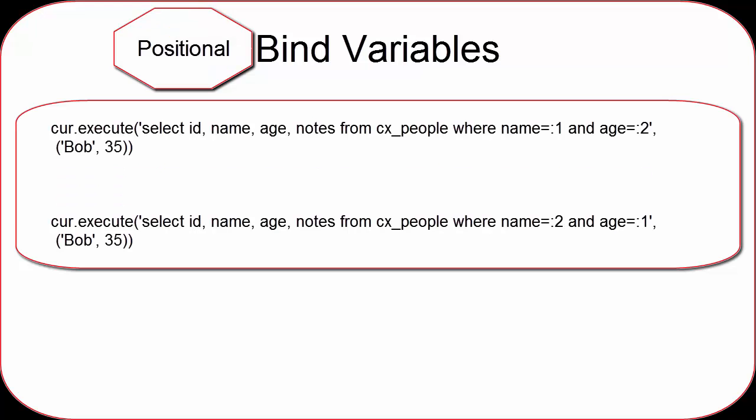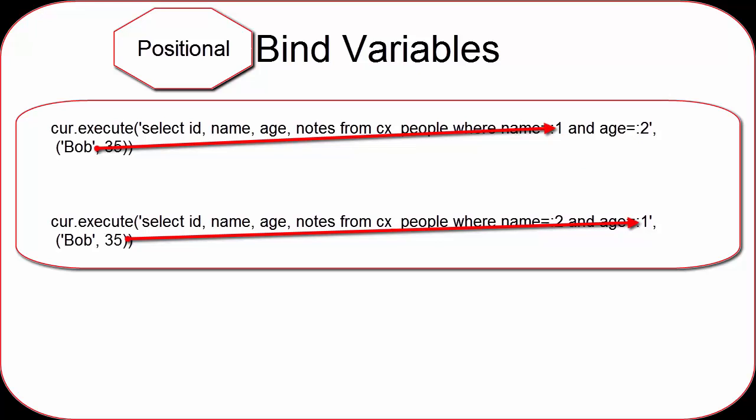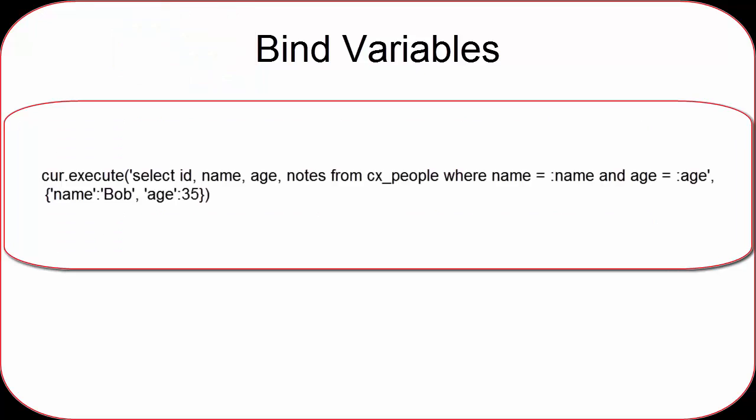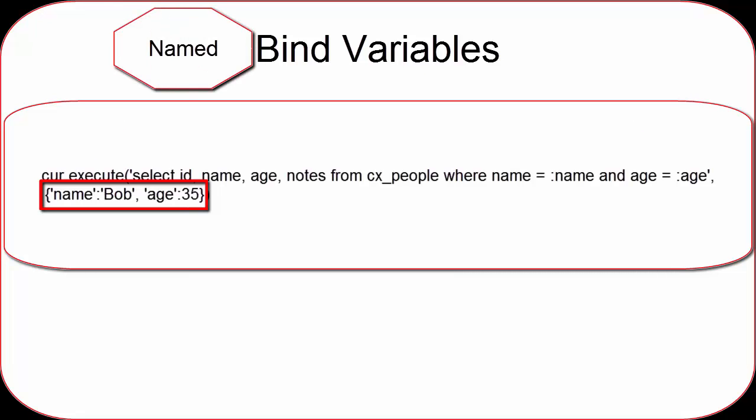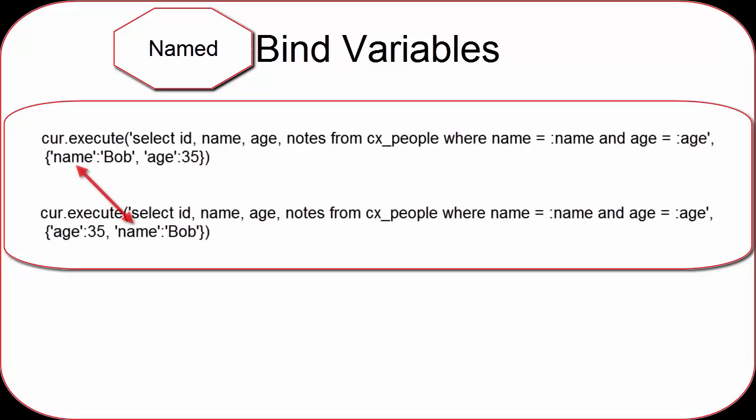Here's the same statement, but with the values in the statement reversed. With positional bind variables, the names do not matter. Each bind variable will be assigned the value with the same sequence position. The results in either case will be the same. When you use a dictionary for the second argument, you are using named bind variables. With named bind variables, the names matter but not the position. Notice in the second example that name and age have switched positions, but the result will not change.